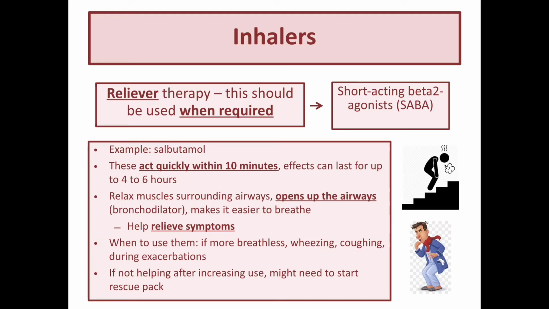Some inhalers are only used when needed, and these are called reliever inhalers. These tend to act quickly within 10 minutes, and the effects can last for up to 4 to 6 hours. These are called short-acting beta-2 agonists, and a common example is salbutamol. They work by relaxing muscles surrounding the airways, opening up the airways and making it easier to breathe. They are used when you are feeling more breathless, are experiencing chest tightness, and during flare-ups or exacerbations.